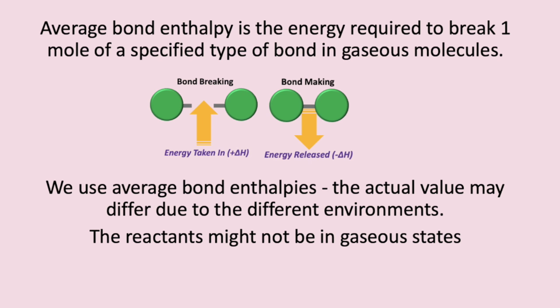There are some limitations with this though. When we're using calculations, we use the average bond enthalpy. The actual value may differ due to the different environments. The reaction may not be in a gaseous state, and therefore our values may be slightly different.